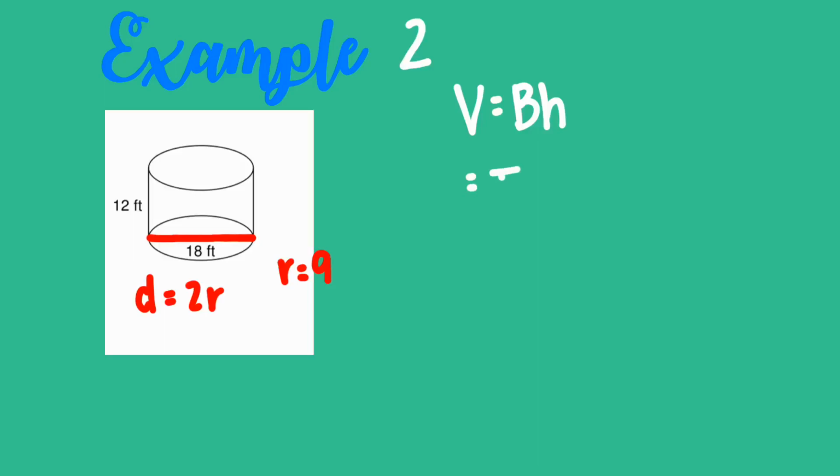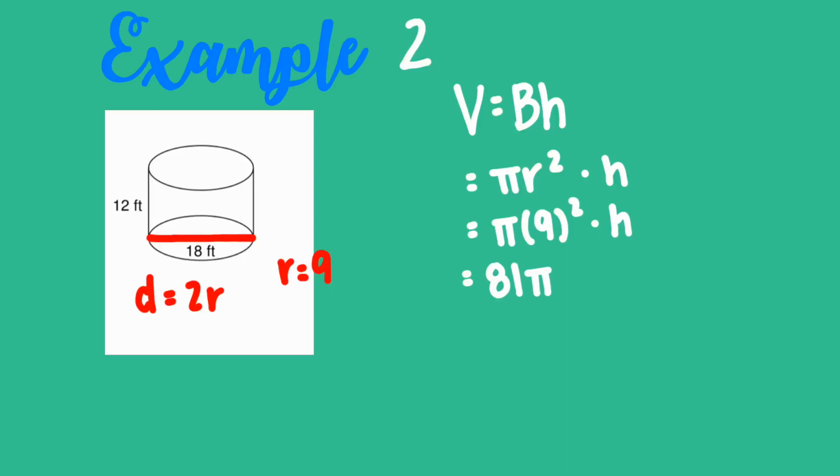So I can start plugging everything in. I have pi r squared. I'm going to put times h. So I've plugged my radius in. Pi times 9 squared times h. 9 squared, or 9 times 9, gives me 81 pi. And then when I look over at the side that connects my two circles, I see that it's 12. So I know that my height is 12. My last step, of course, is I do 81 times 12. And that gives me 972.